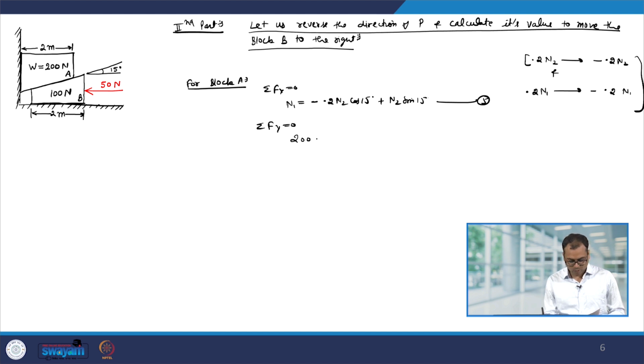So, you have 200 minus 0.2 N1 minus 0.2 N2 sin 15 degree equal to N2 cos 15 degree, equation number 6, and from 5 and 6 you can find out again what is the value of N2 and N1. So, you get N2 equal to 194.1 Newton and N1 equal to 12.80 Newton.